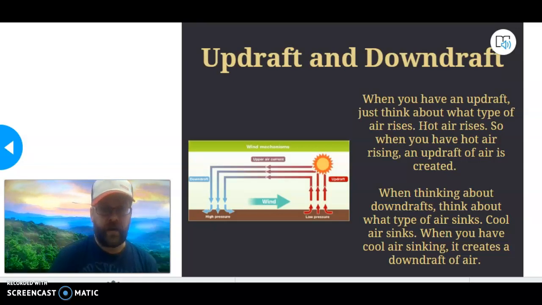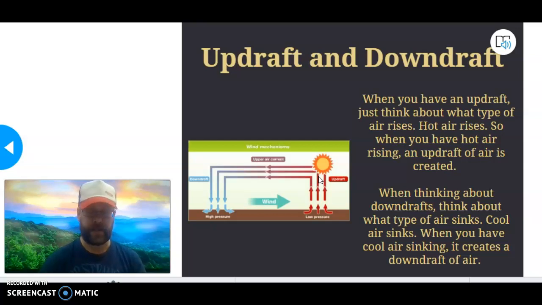Updrafts and downdrafts. I think this is pretty easy, but the sun is going to heat up the earth. We've talked about that. And when the sun heats up the earth, hot air rises. Well, if you look here, you see hot air rises. Again, science, they don't like having just one term. They don't want to say hot air rises. They're going to start calling that an updraft. An updraft. Now, that's pretty easy. That is a draft of air that's moving upward.